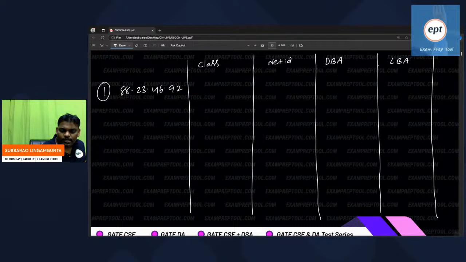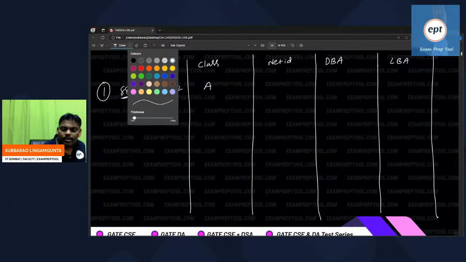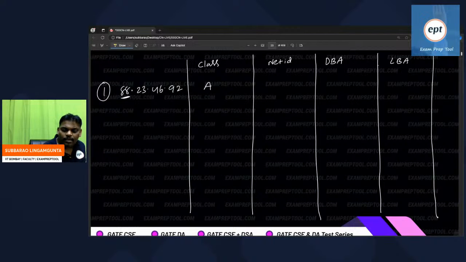Because it is starting with 88, it is class A. In class A, 1 byte is for network and 3 bytes for host. Can you say what the net ID is? Net ID: host part all zeros. What is the LBA?